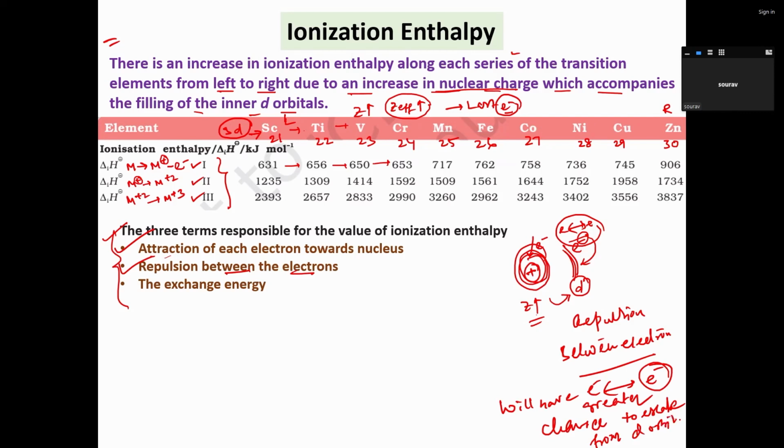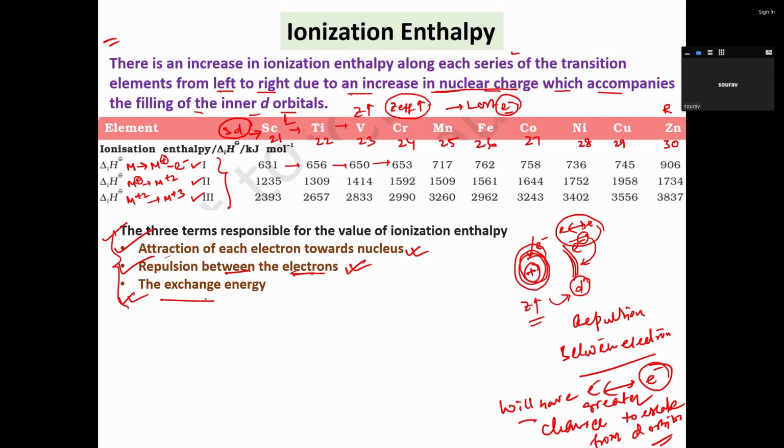So when this repulsion is greater, there is more chance, the entropy is increasing. So there is more chance to escape from these d orbitals. That's why, due to the repulsion, this value is also not extended too much. Another thing is the effective nuclear charge. The second thing is the exchange energy.